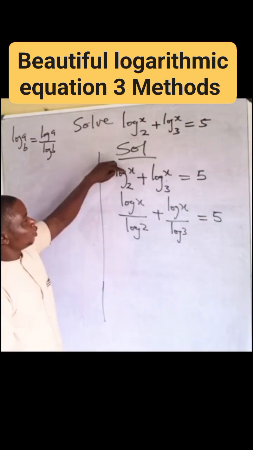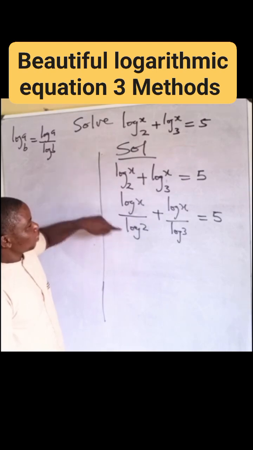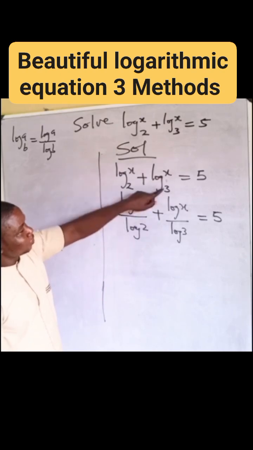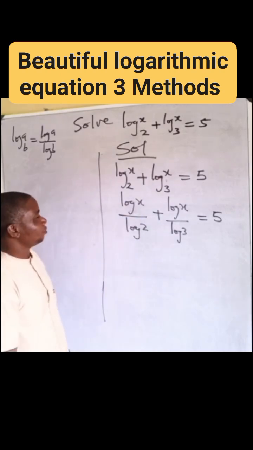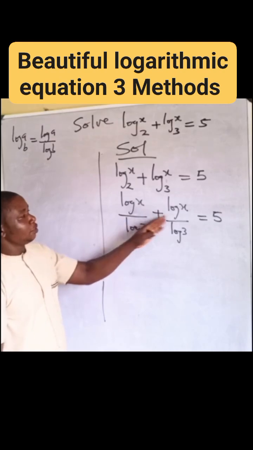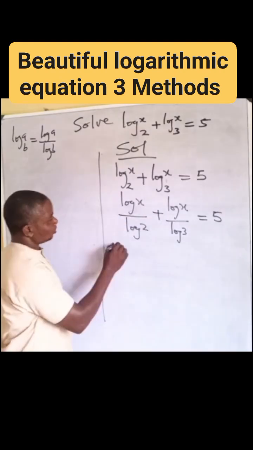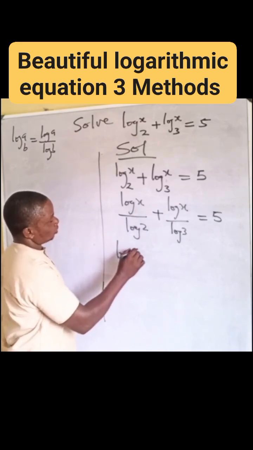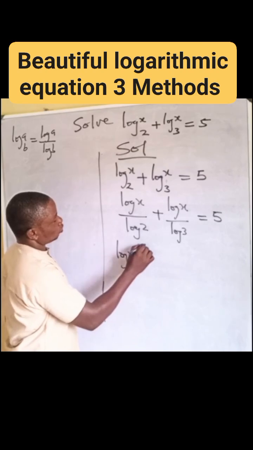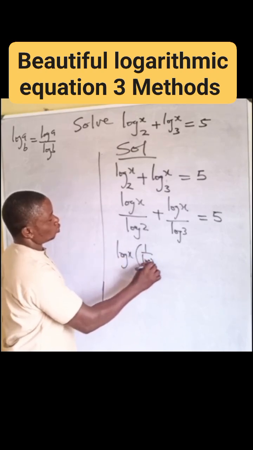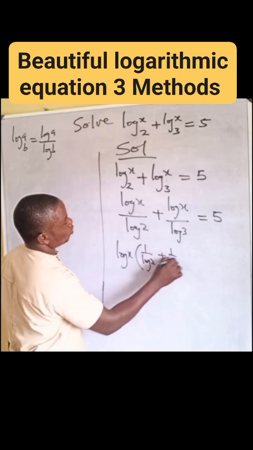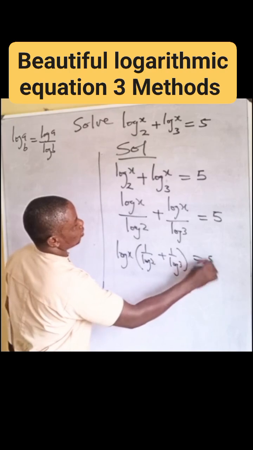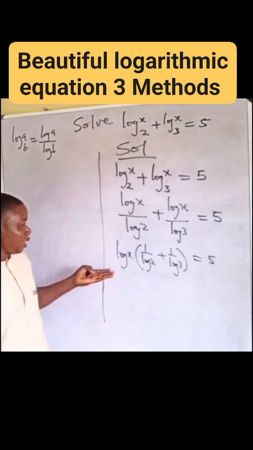Now there is no problem here. You take the log of x over the log of the base 2, plus log of x over the log of the base 3, is equal to 5. You can see that with this we can easily factor our log x out. So if you factor log x out, you now have log x times (1 over log 2 plus 1 over log 3) is equal to 5. So you can actually get your value of x.